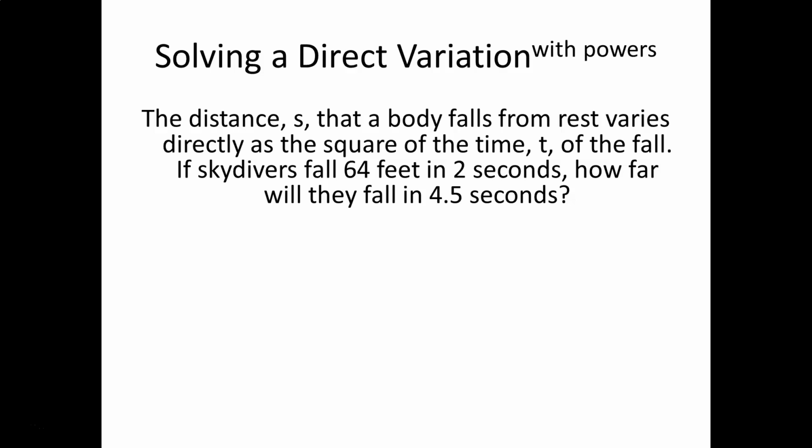Okay? So let's solve one. Solving a direct variation with powers. The distance s that a body falls from rest varies directly as the square of the time t of the fall. If skydivers fall 64 feet in 2 seconds, how far will they fall in 4.5 seconds? Well, step 1. Just like we had before, write an equation. That's going to be this sentence right here. The distance s that a body falls from rest varies directly as the square of time t. So s equals k times t squared, because the square of t is t squared.